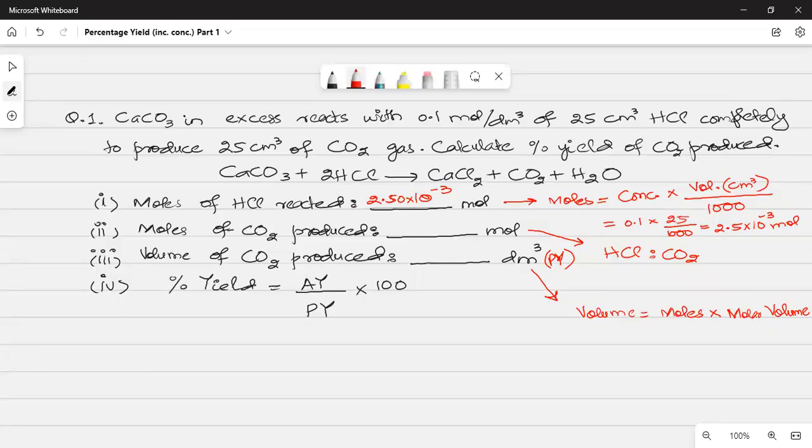You're supposed to do it with a ratio. So the numbers for HCl and CO2 in the equation are 2 and 1. Yeah, so it is 2:1. And then the number of moles of HCl is 2.5 multiplied by 10 raised to the power minus 3 over here. And we need to find this x. That tells us that x should be equal to 2.5 multiplied by 10 raised to the power minus 3 divided by 2. When we divide it, the answer comes out to be 1.25 multiplied by 10 raised to the power minus 3.